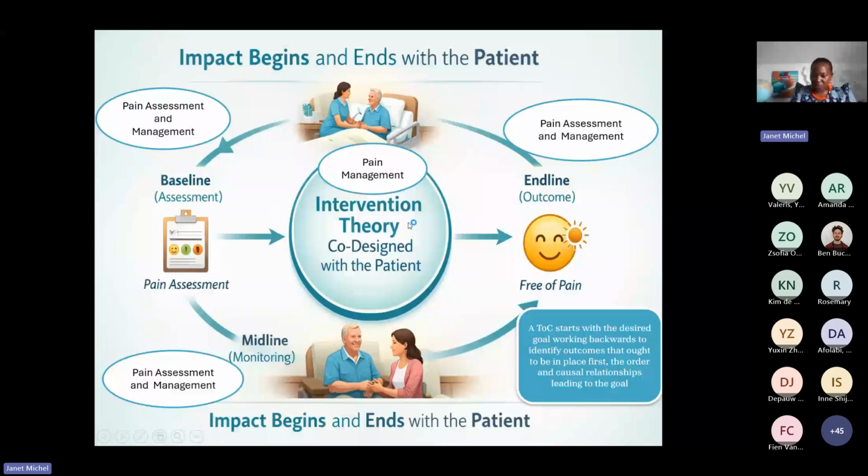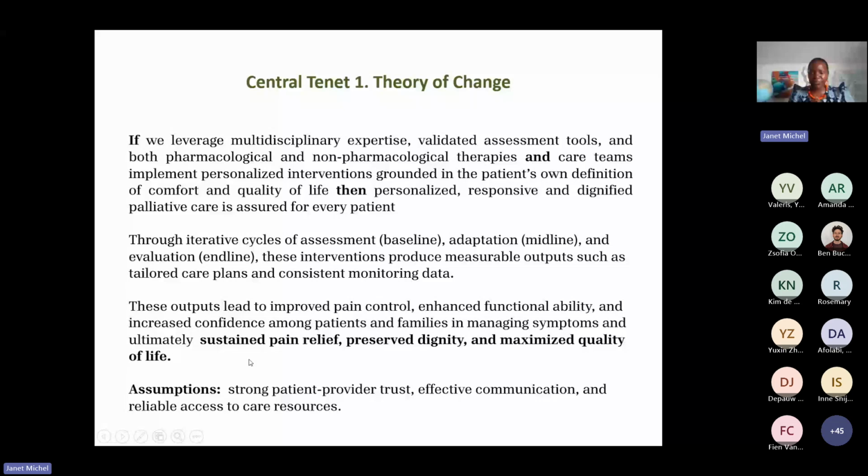With a theory of change, you start with the desired goal, which here is free of pain, and then you work backwards, identifying the outcomes that ought to be in place, and also the causal relationships leading to that goal. So it's really starting with the desired goal, and then working backwards to identify what is needed, the activities. So I have an example. Let's take this patient as an example.